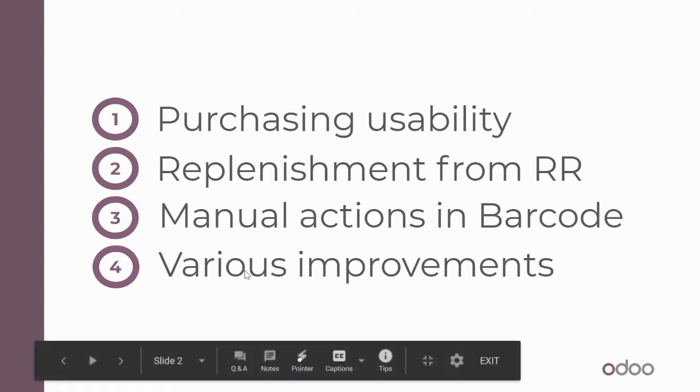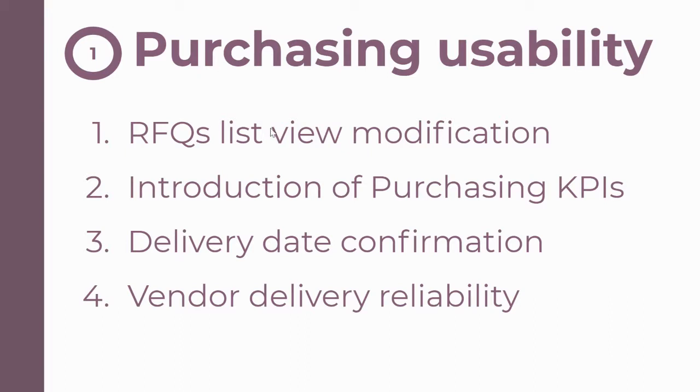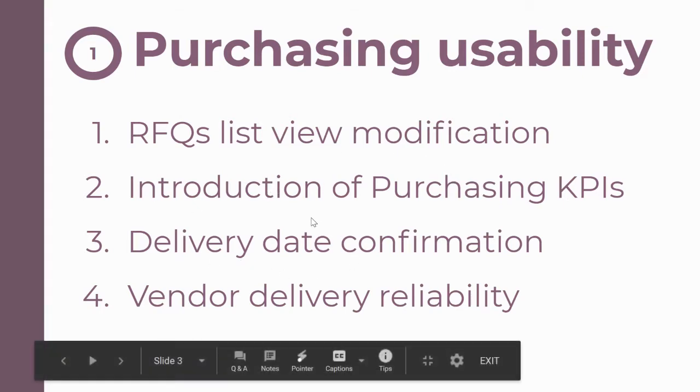And finally, we will have some various improvements that we will talk about and demonstrate at the end. So the first point is really about the purchasing usability. We'll see that there will be some changes in the list view that will be very visual, and the introduction of the purchasing KPIs that will also increase the information we have on the purchasing process. And then we will see some other features.